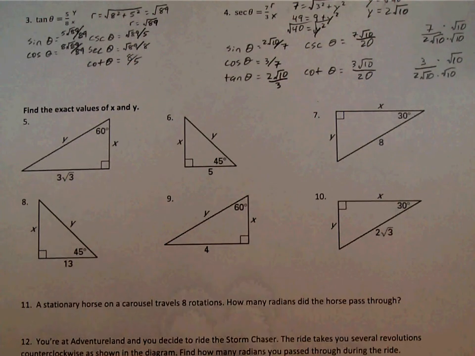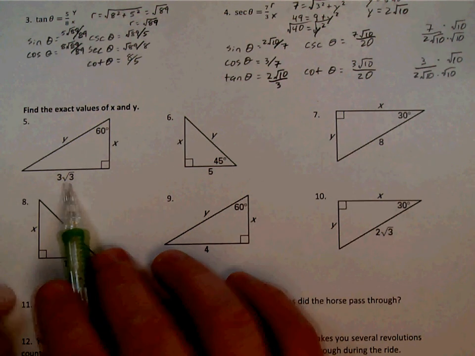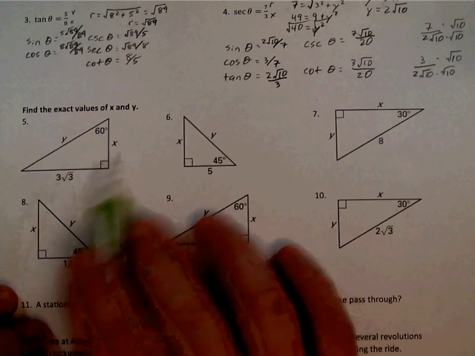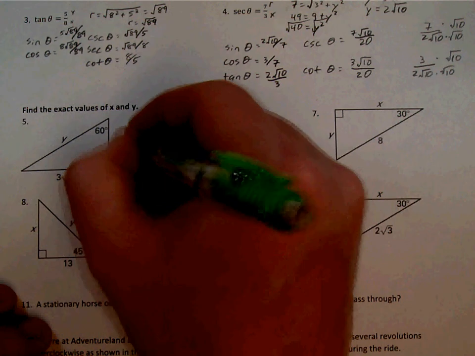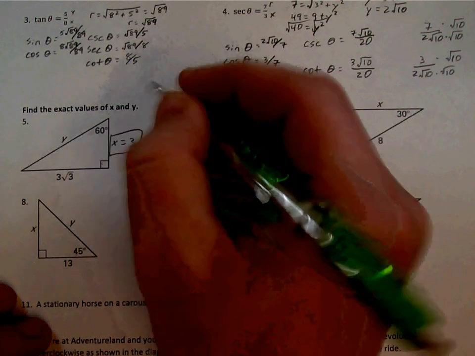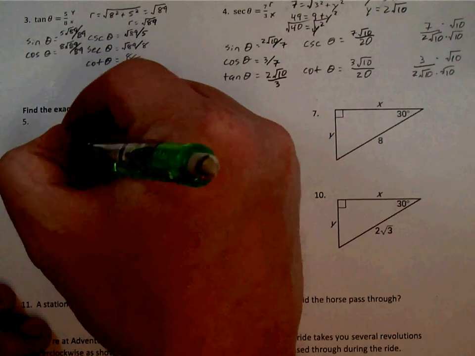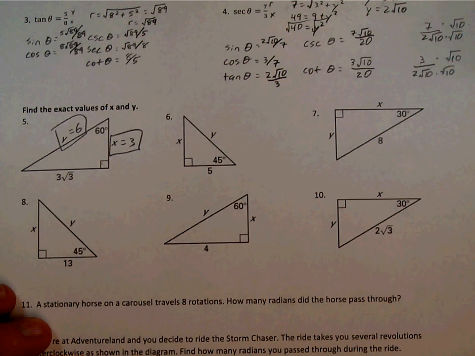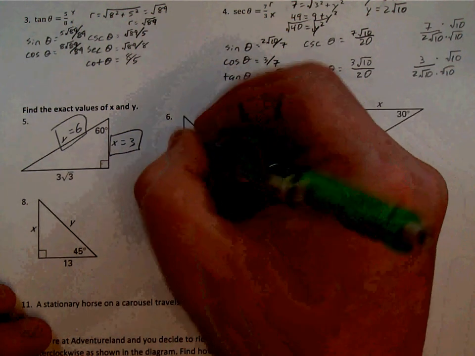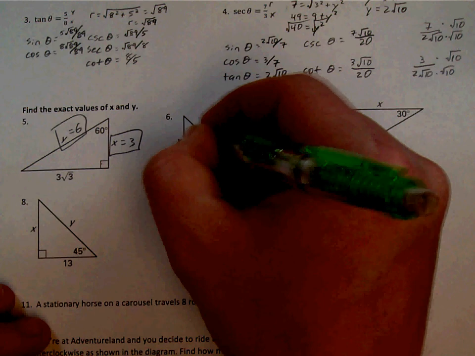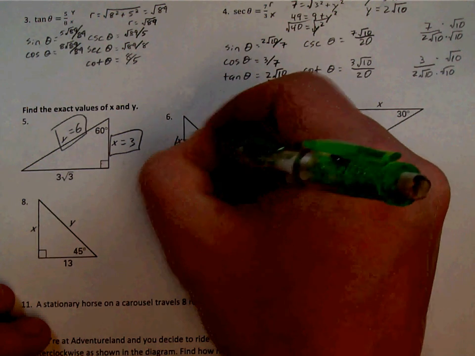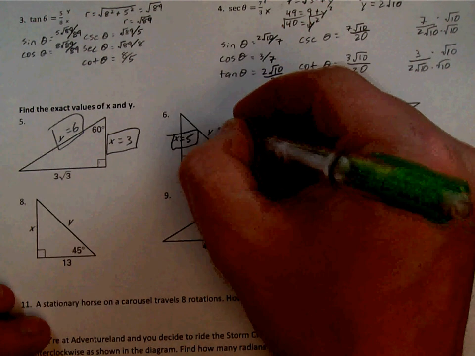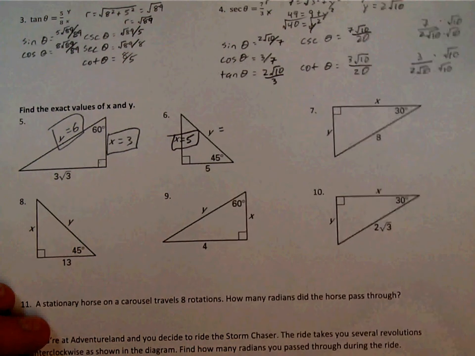Okay, number 5, find the exact values. This is just special right triangles. So this is the long leg, so then for the short leg, we divide by square root of 3, so I just get 3. And so the hypotenuse is double that, so y would be 6. Number 6, the short leg is 5, so x would also be 5 because it's an isosceles triangle.